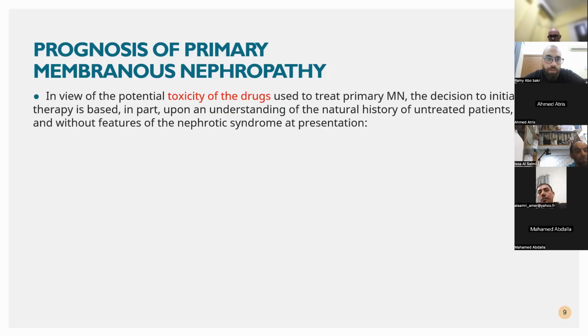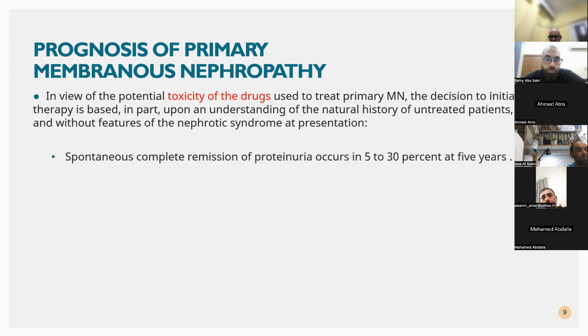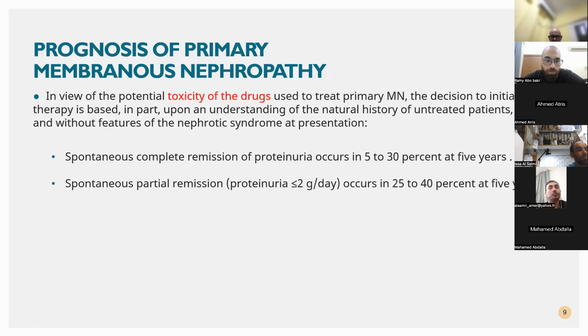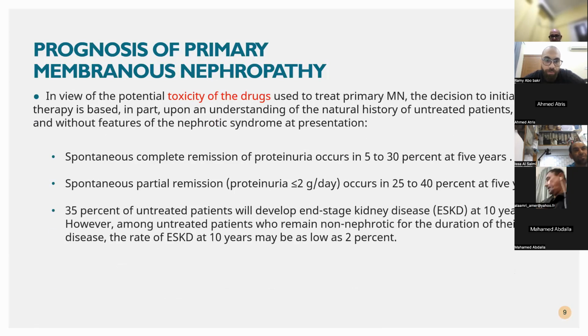We have also the toxicity of the drugs and the natural history of the disease. We should all know that spontaneous remission occurs in around 30% of cases in 5 years. So spontaneous partial remission occurs in almost 30% of patients at 5 years, and around 5% of untreated patients will develop end-stage renal disease. But if the patient remains non-nephrotic range for that whole duration, the risk of end-stage after 5-10 years gets as low as 2%.